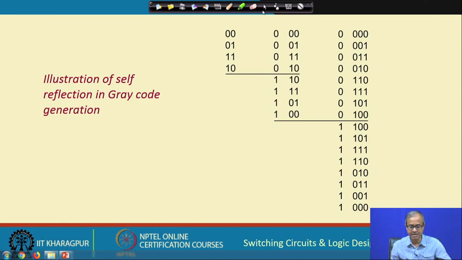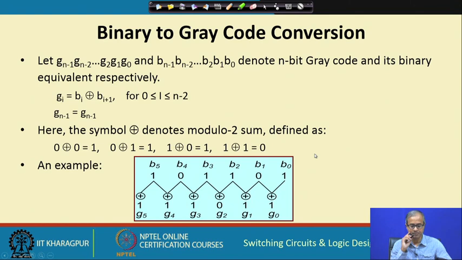Now, let us look at binary to gray code and gray code to binary conversions. First, let us look at how we can convert a binary number to gray code. Let us consider in general that we have n bit representations.